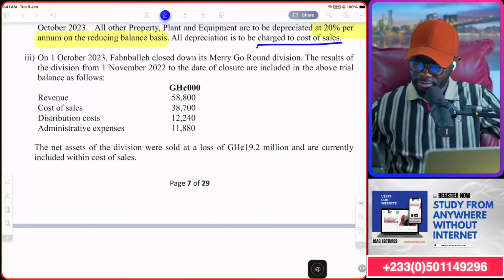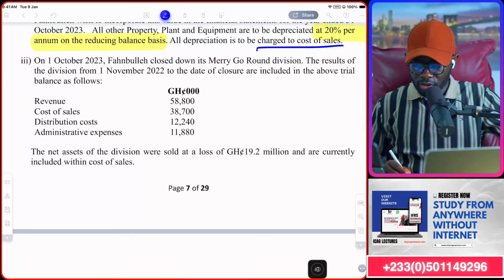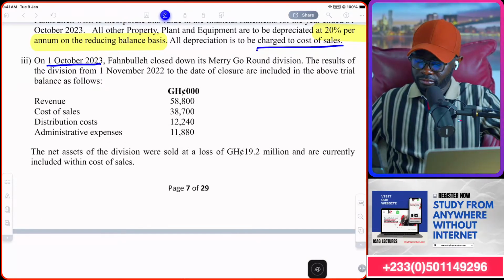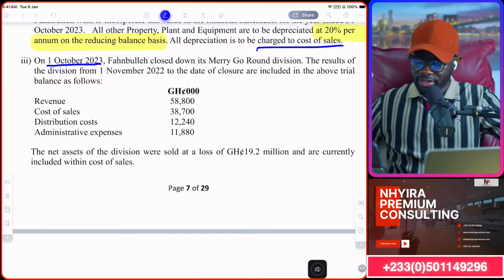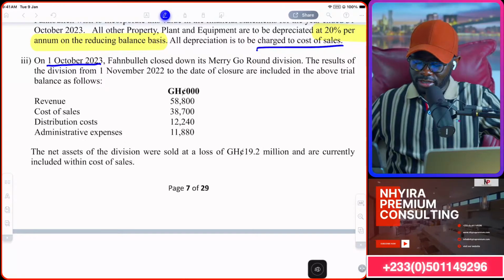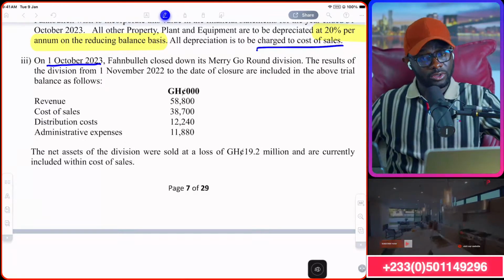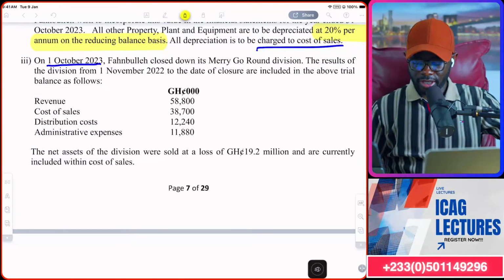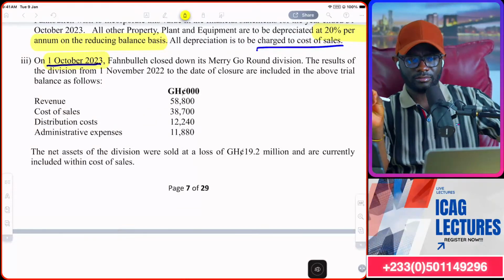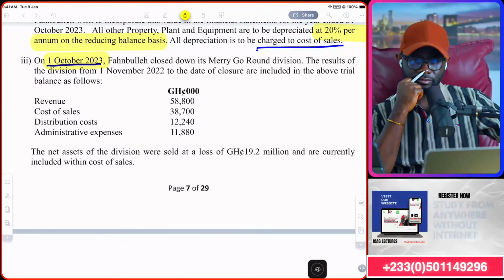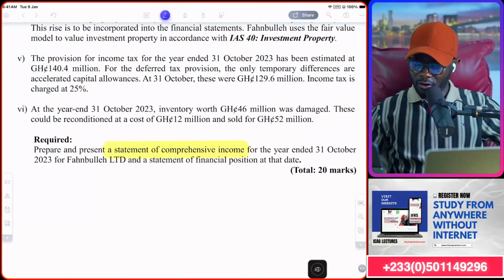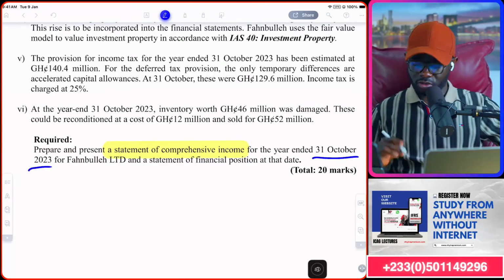Note 3. On 1st October 2023, Fanbella closed down its merry-go-round division. The results of the division from 1st November 2022 to the date of closure are included in the above trial balance as follows. So if you check, on 1st October 2023, that is 30 days to the year end, they sold a division. And we are preparing the financial statement for the year ended 31st October 2023.